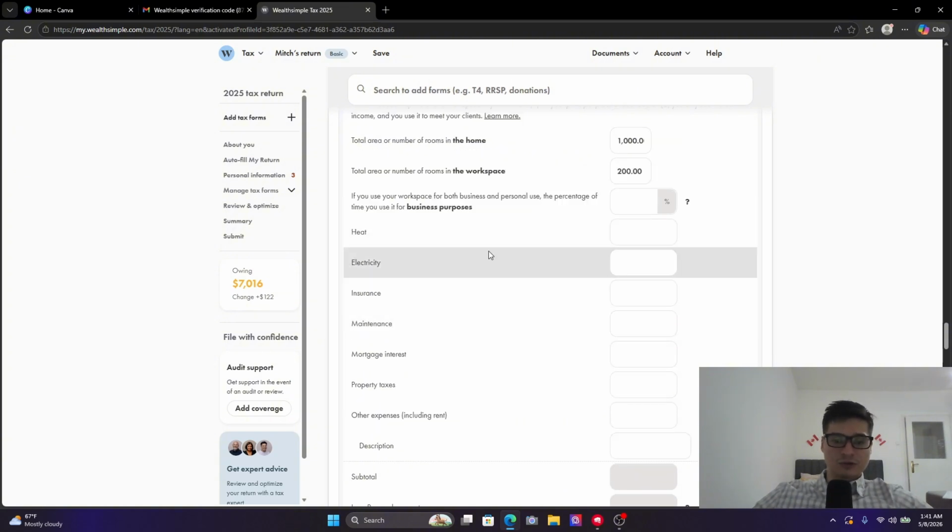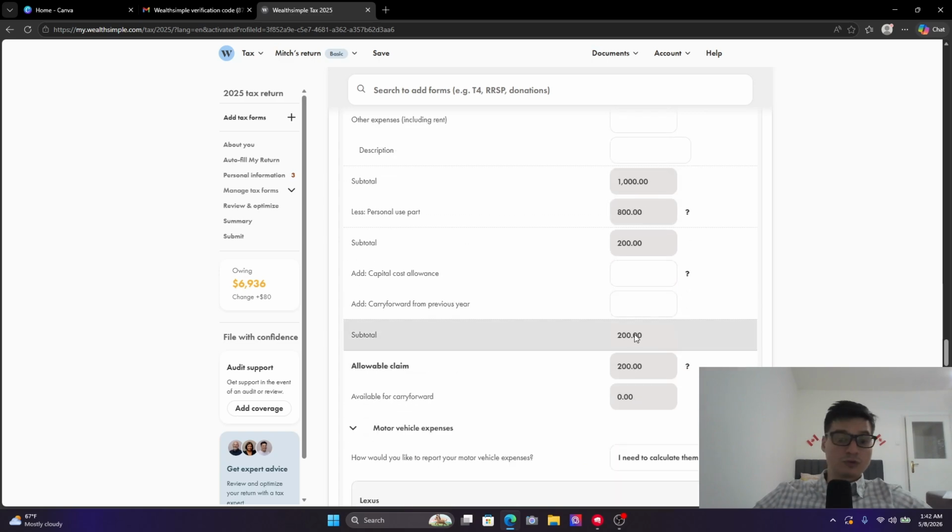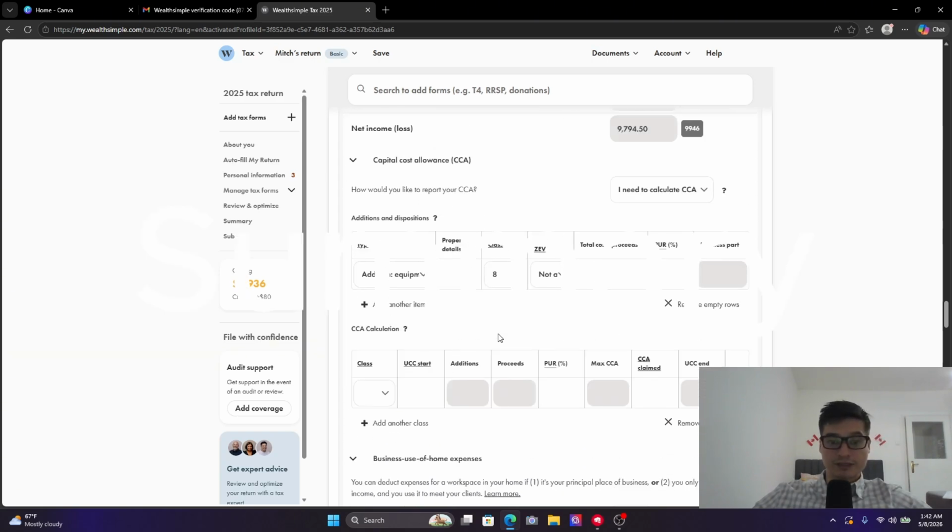None of this is very difficult. It'll just be prorated on the percentage. So here it would be 20%, for example. Any fee, you'll see only $200 will be what will be deductible because it's prorated.